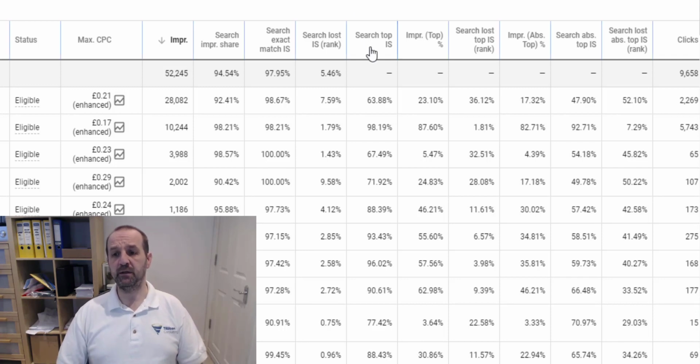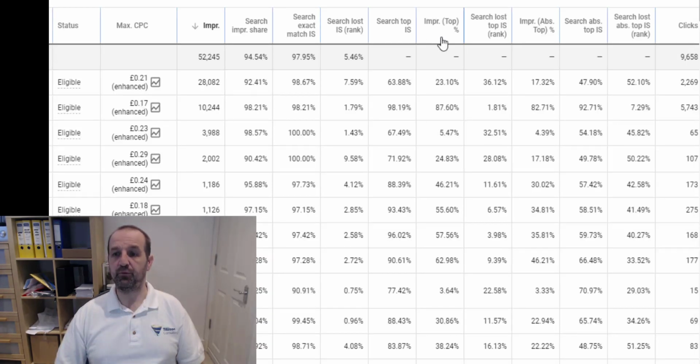The next one is search top impression share. Top would mean these four ads here above the organic results. So these are organic, this is the local stack, and then here we have the top results. Sometimes there are four ads here, sometimes there are three, sometimes two, sometimes just one.